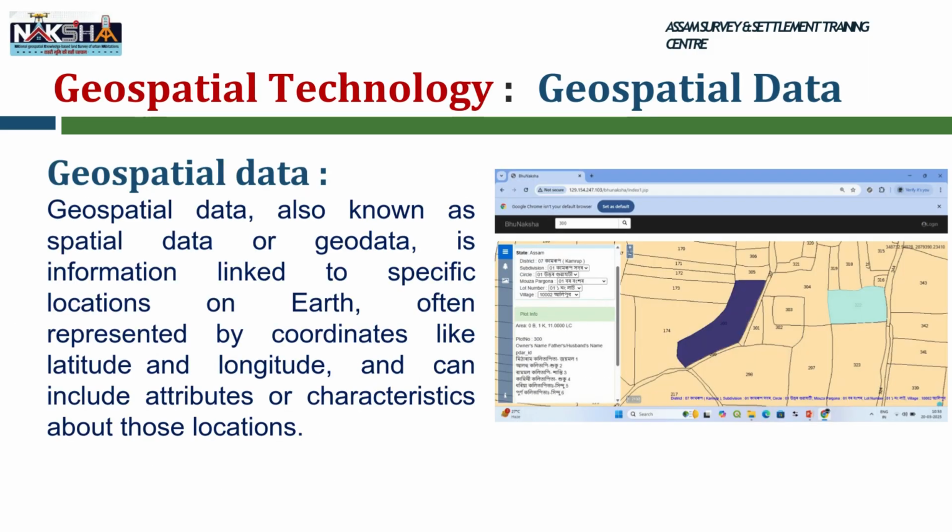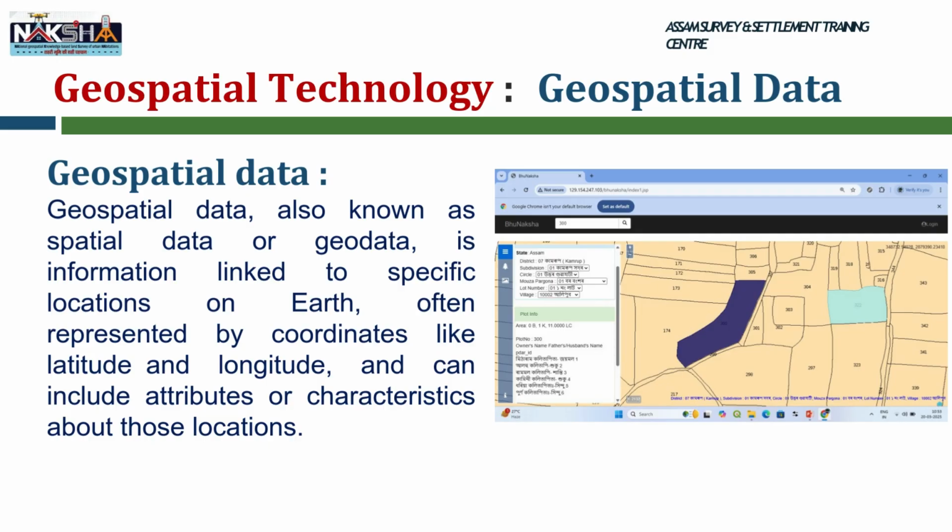Now we'll move to an important concept: geospatial data. Geospatial data, also called spatial data or geodata, simply means information that is connected to a specific location on Earth. It is usually represented by coordinates like latitude and longitude, which help us pinpoint the exact position of a place. But geospatial data is not just about the location. It also includes the attributes or characteristics of that location.